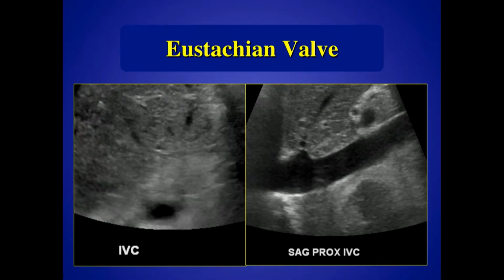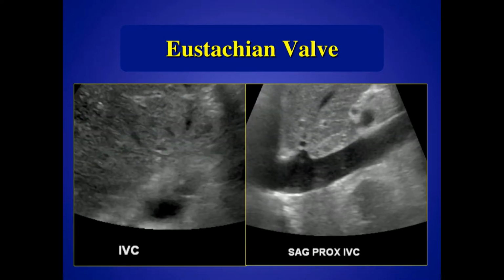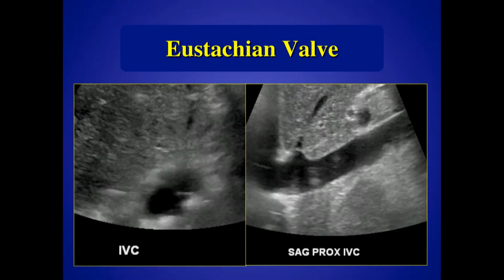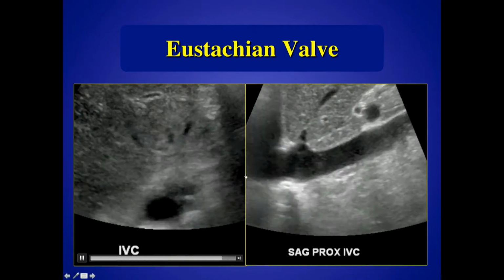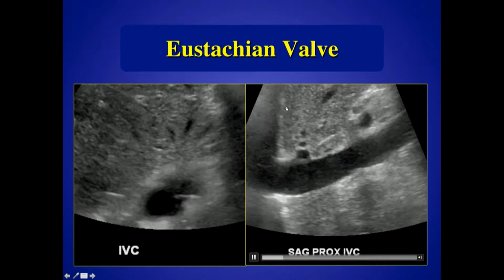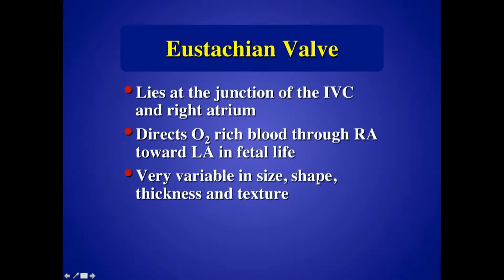And the Eustachian valve is located right there, at the end of the IVC as the IVC empties into the right atrium. And you can see the heart right here at the top of the image. This is a valve that's basically a congenital remnant. It lies at the junction of the IVC and the right atrium. In embryonic life, it directs oxygen-rich blood through the right atrium toward the left atrium in fetal life, and it's variable and can persist into adulthood.